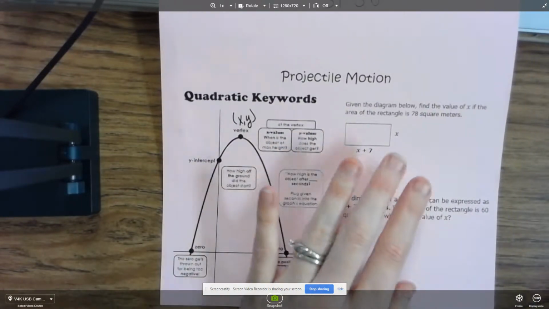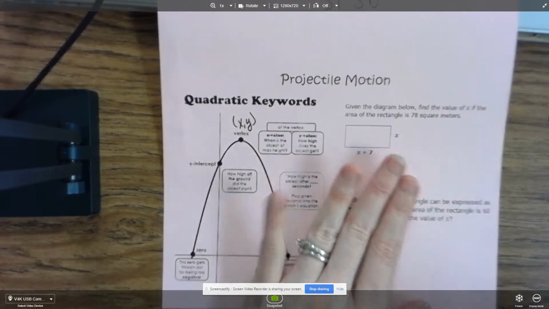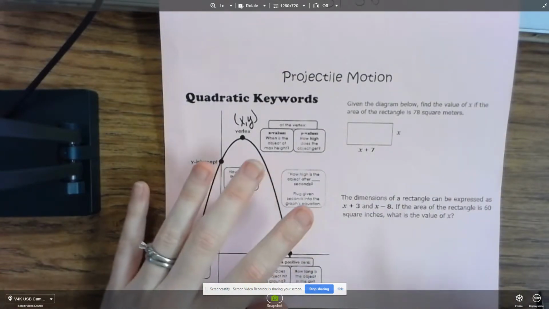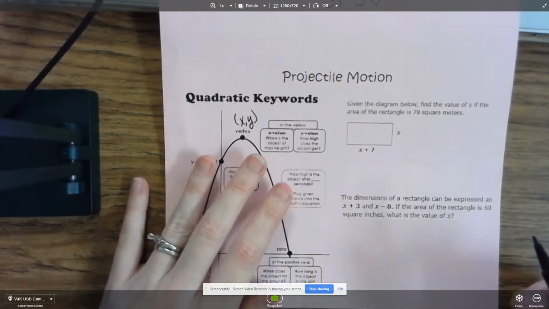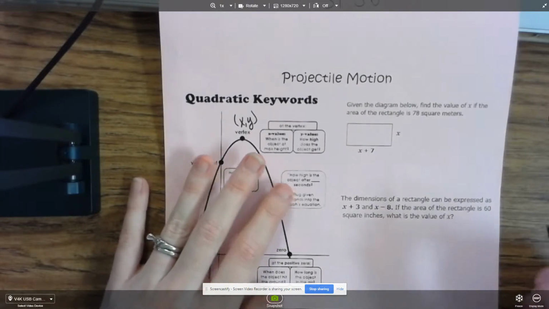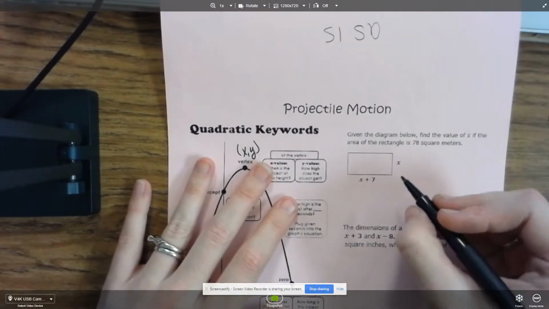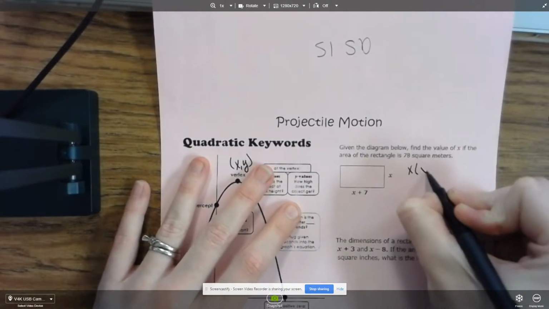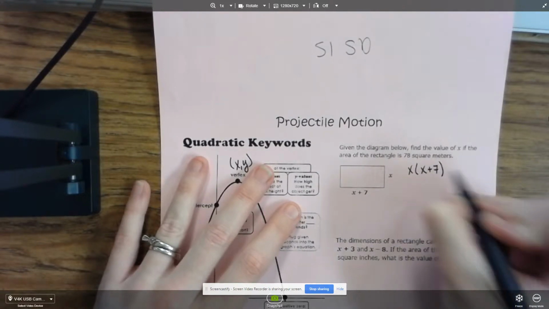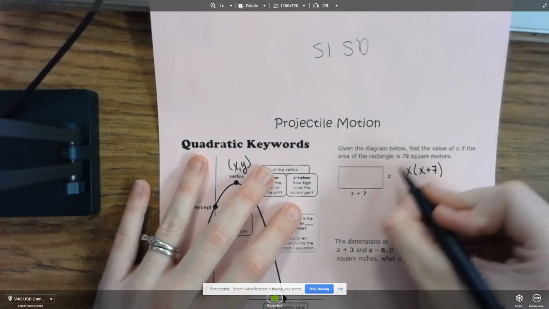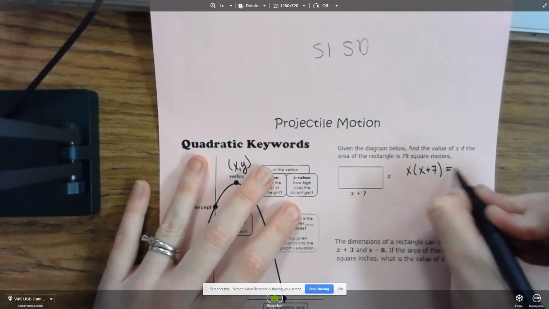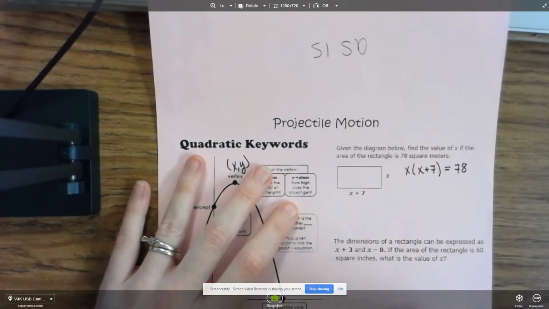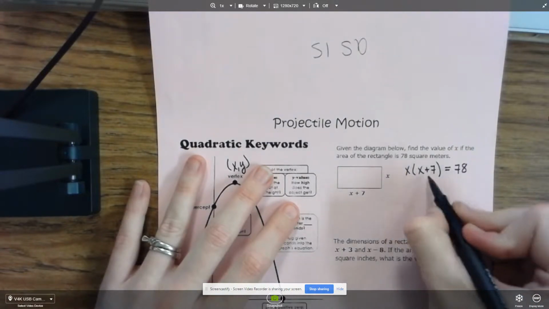Now, the other thing is these area problems for quadratic equations. It says, given the diagram below, find the value of x if the rectangle is 78 square meters. We know that area is length times width, so we would do x times x plus 7. That's the formula, and that is going to equal 78.